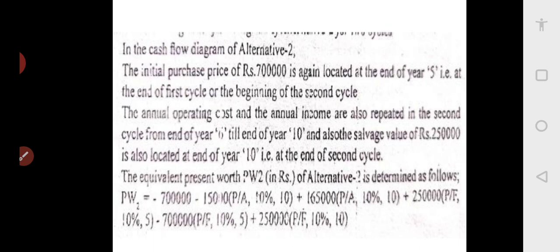And the second time, what happened? I am again spending 7 lakh rupees after 5 years to buy the equipment. Here 7 lakh rupees, comma P bar F, because it is spent only once. This is only once, second time. So the P bar F means I am going to find out the present value of this 7 lakh rupees, what I am going to spend, comma 10%, comma 5 years.